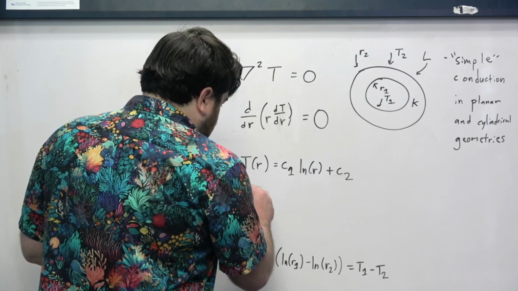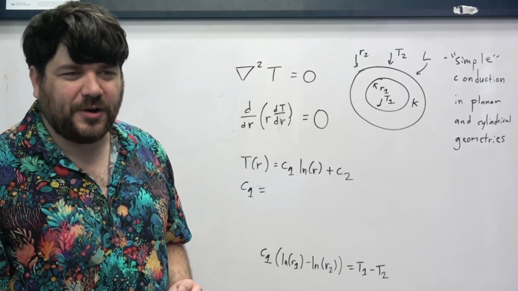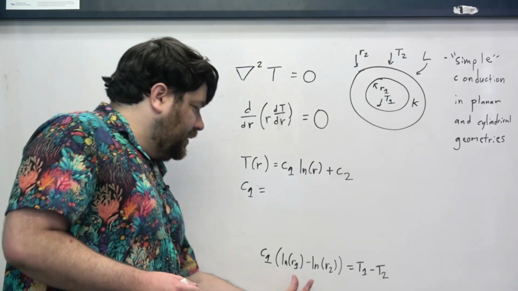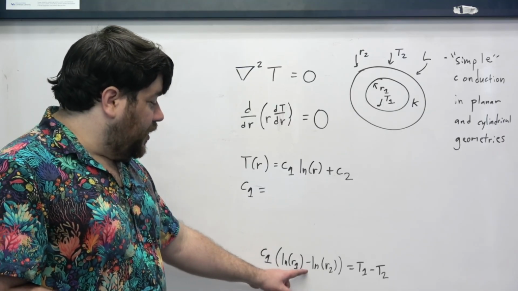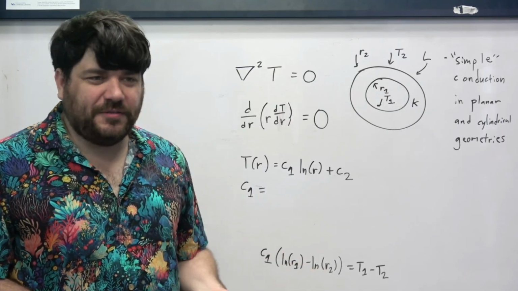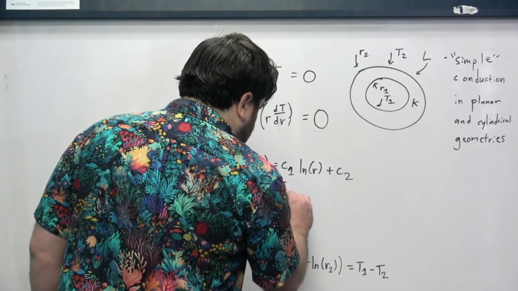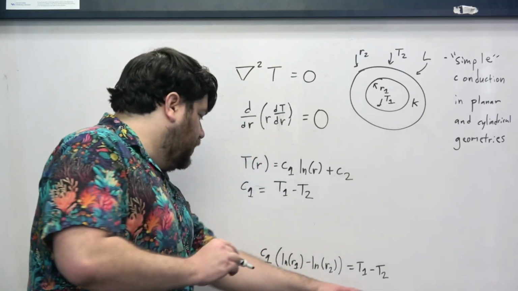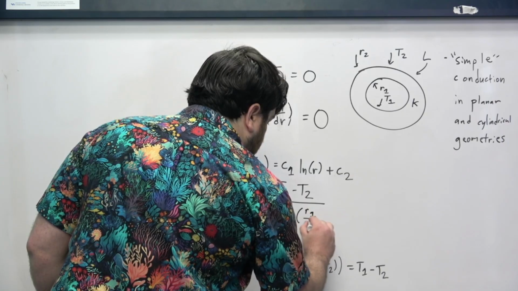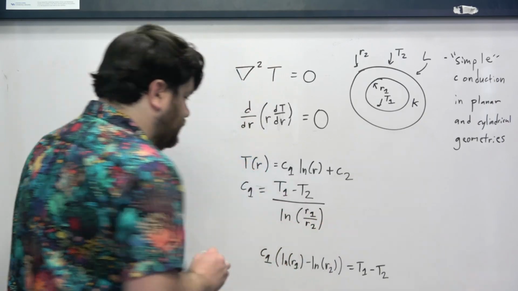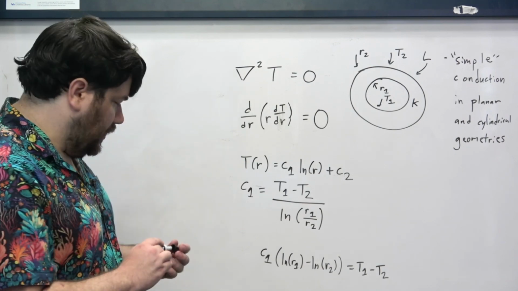And the expression that we're going to get is not necessarily super complex, but it's still much more complicated than the planar case. Using logarithmic rules, right, this is the logarithm of R1 minus the logarithm of R2. That simplifies, right, using logarithm rules. And so we can write this C1 down as T1 minus T2 divided by the logarithm of R1 over R2. Okay, so that's what C1 is.